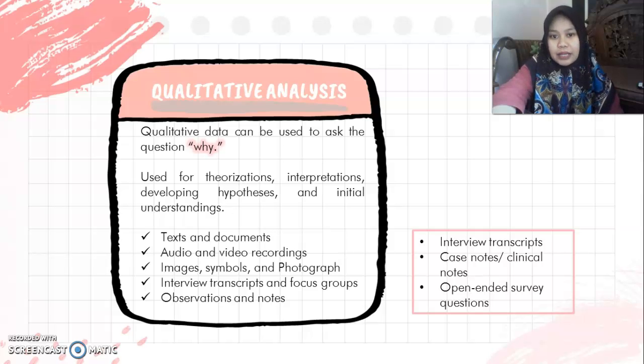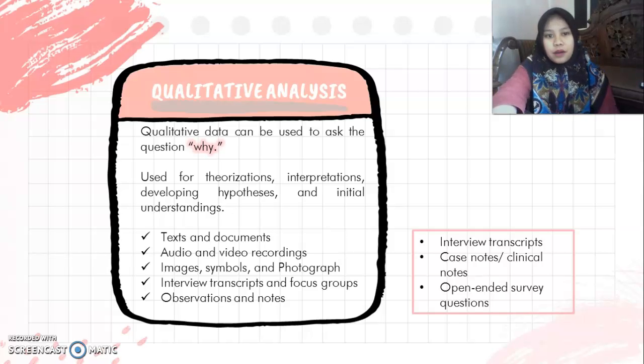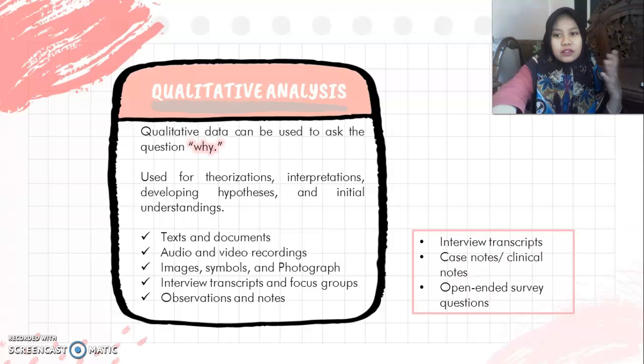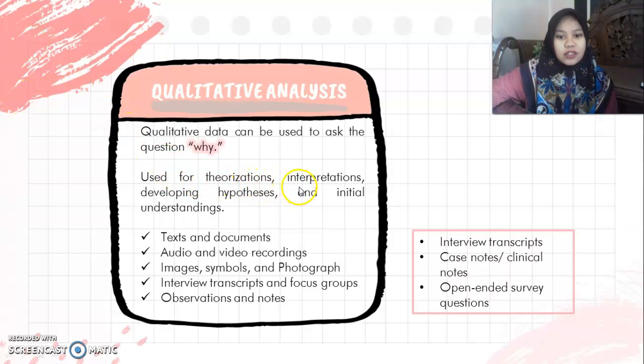Qualitative data can be used to ask the question why. Meanwhile, the quantitative asks the number, how much, how many, and for qualitative we ask why. Why? Because qualitative is used for theorizations, interpretations, developing hypotheses, and initial understanding. So that's why we need to ask why, because it's more focused on theoretical. Those are ways of using qualitative analysis.